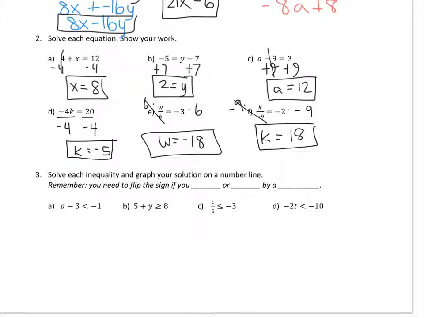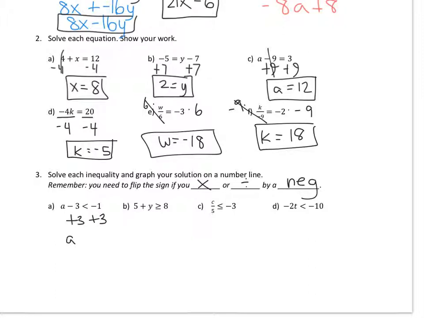We also did solving inequalities. So remember, you flip the sign of the inequality when you multiply or divide by a negative number. So for letter A, to get a by itself, you need to add 3.